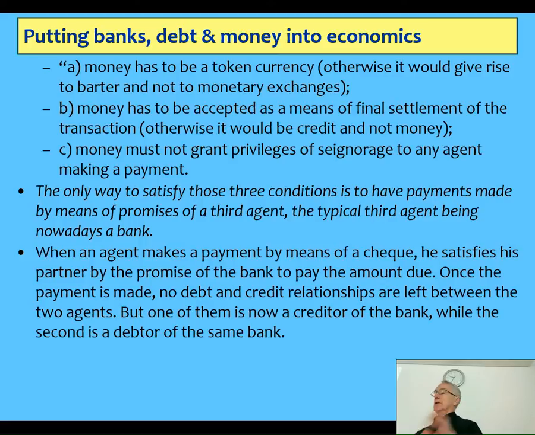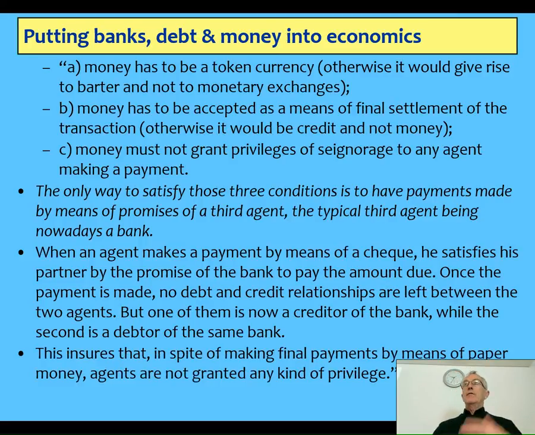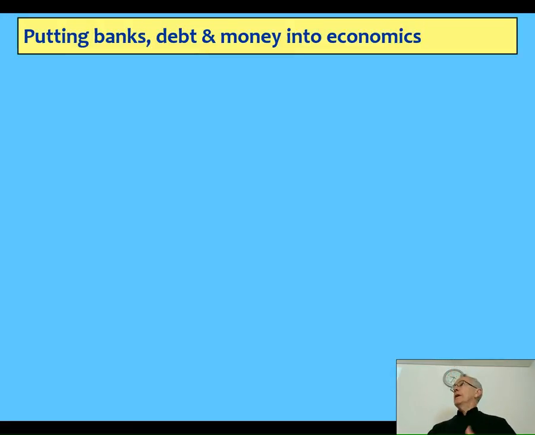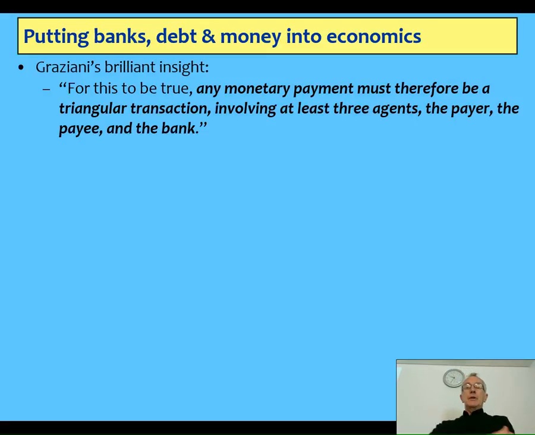Okay? So I think it's a beautiful resolution of what's involved in having a monetary economy, and that insight is what enabled me to start building my Minsky software package and start thinking in these monetary terms, because before I saw this argument, I couldn't really work out how to bring money effectively into the systems. That's an incredibly brilliant insight. And what he added to it as well is saying, for this to be true, any monetary payment must therefore be a triangular transaction involving at least 3 agents: the payer, the payee, and the bank.